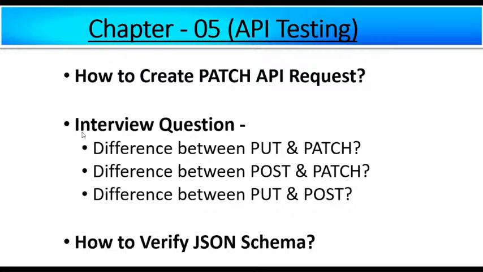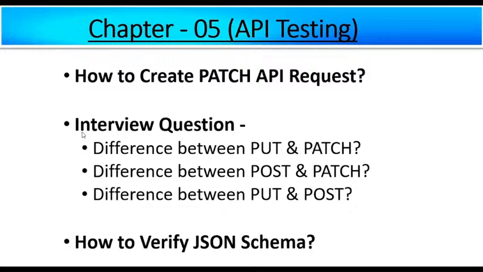So let's talk about the first. What is the difference between put API request and the patch API request? In case of put API request, the type of method is put. In case of patch API request, the type of method is patch. In case of put, this technique is used for modifying the resource in the server when the client sends the data to the server, where all the data will be replaced.